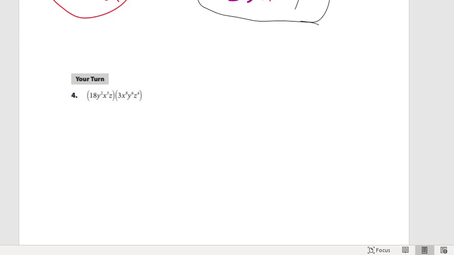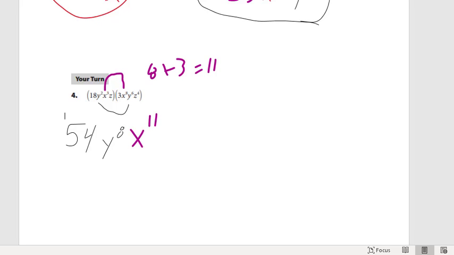Okay, 18 times 3 is 54. Then y squared, and there is a y sixth. So those will go together. 6 plus 2 is 8, so it's y to the 8th. Then we have x to the third and x to the 8th. 8 plus 3 is 11, so it's x to the 11th. And we have z to the 4th and z, so 4 plus 1 is 5, so it's z to the 5th.